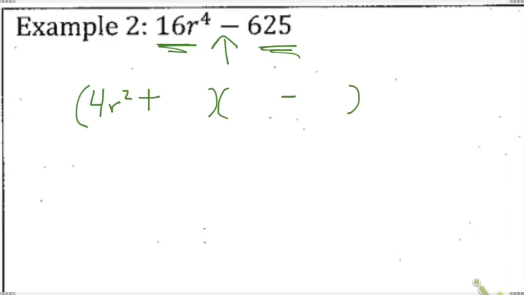In example 2, we're going to explore this a little bit further. So we have perfect square first term, perfect square second term. We have a difference of squares, so we can factor that with our pattern. So let's take that apart. We know we have a plus for one term, a minus for the other. Now the square root of 16r to the fourth is going to be 4r squared. We put that in both terms. And then the square root of 625, we figure that out, and it's 25.